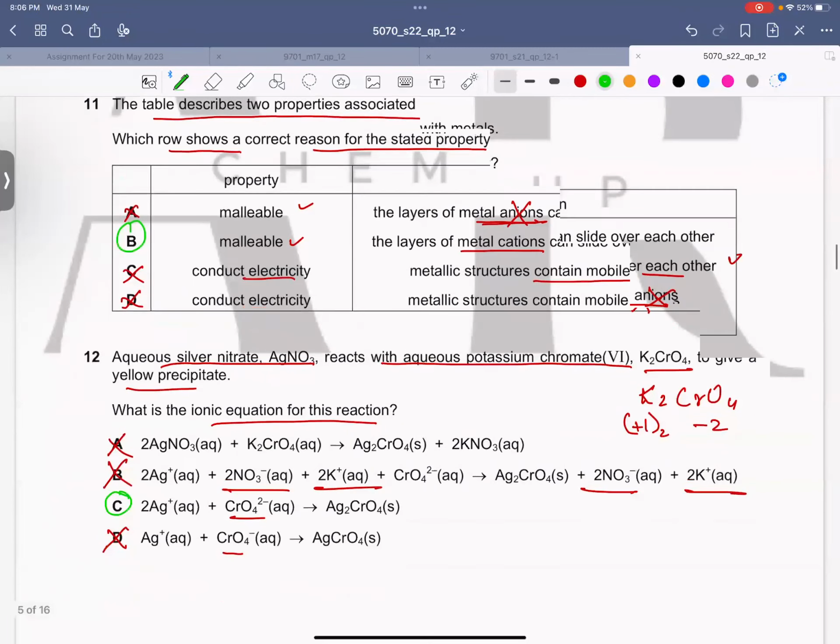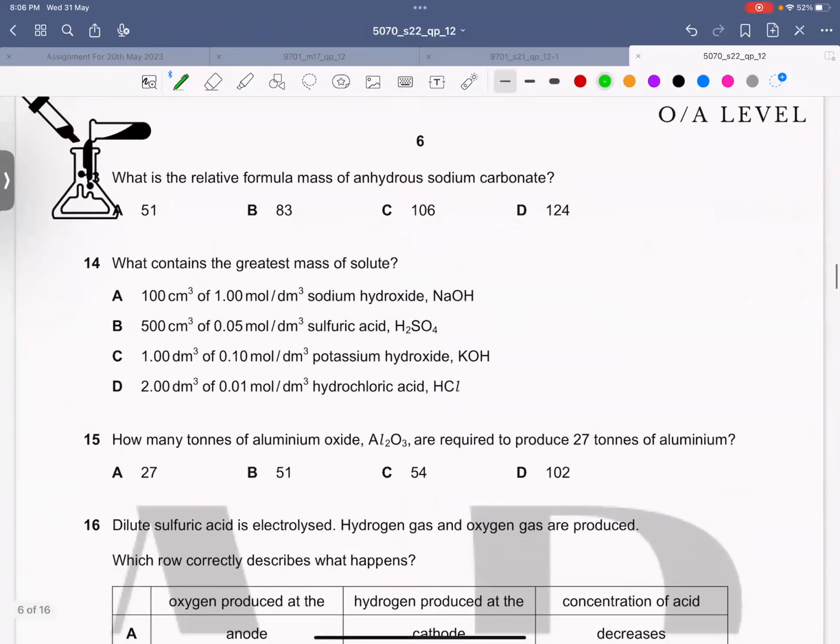Okay. Now, question number 13. What is the relative formula mass of anhydrous sodium carbonate? So, anhydrous means that it doesn't have any water with it. So, 2 times 23 plus 12 plus 3 times 16. If you add all of them, you will get 106. So, 106. A is wrong and C is correct.